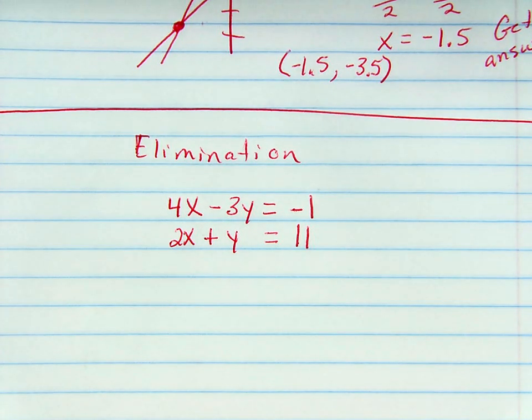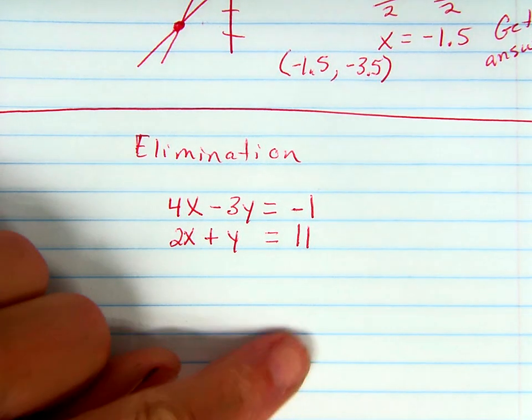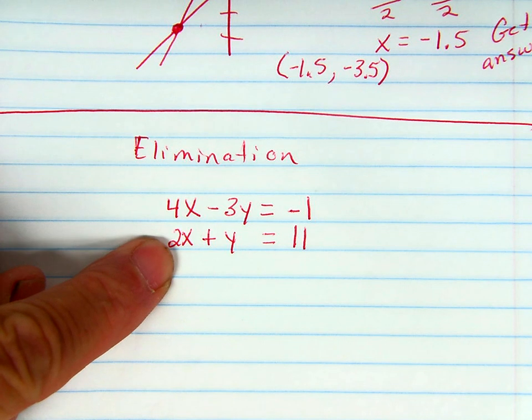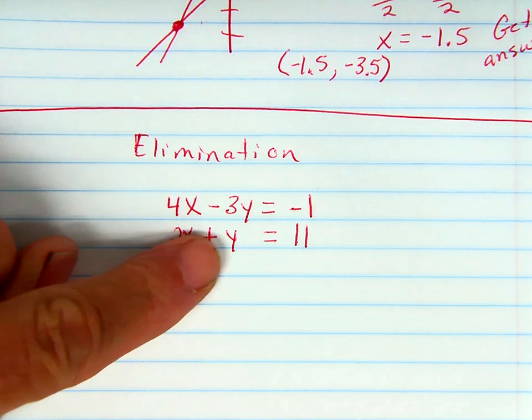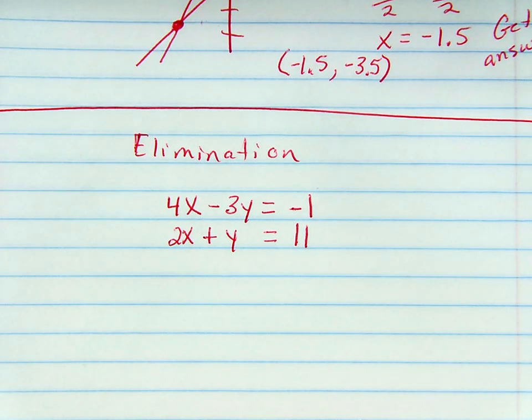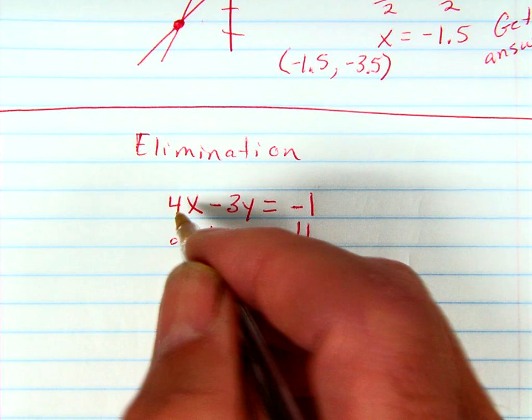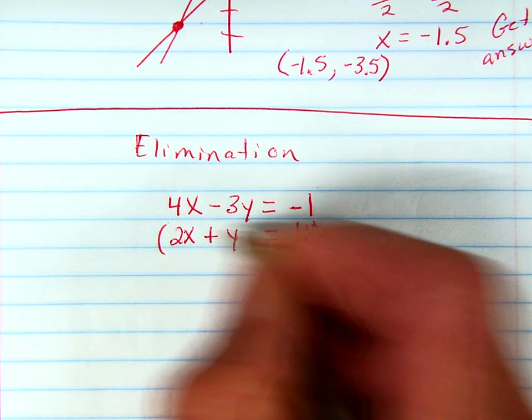Which one is it, Savannah? Which one do we want to do? We've got to multiply the second equation by some number to either match the x's or match the y's. So do you want to multiply by 2 or by 3? 3? Okay. So we're going to multiply the second equation by 3.